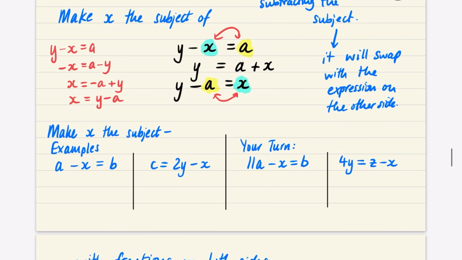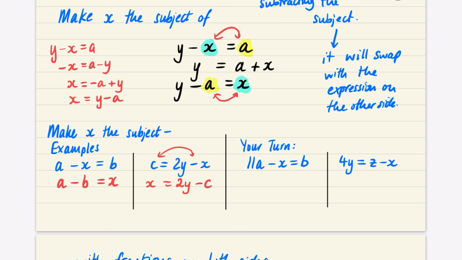So we're going to make x the subject of these two, and then you're going to do it of these two, and then we're going to do a little video on fractions. So the shortcut for this is they're just going to switch places. So a minus b is going to be equal to x. And the shortcut here, because we're subtracting the thing we want as the subject, is going to switch places with the c on the other side. So x is just going to be equal to 2y minus c.